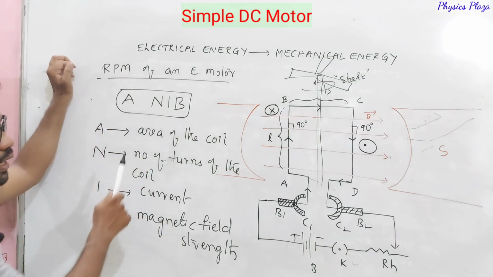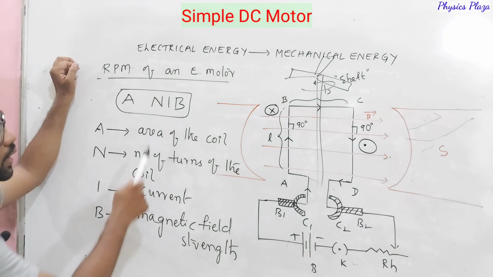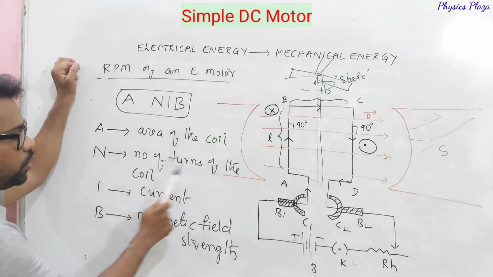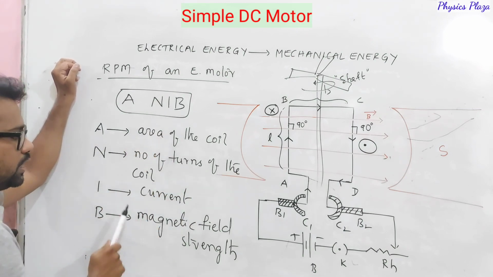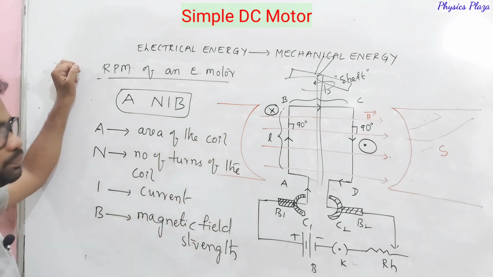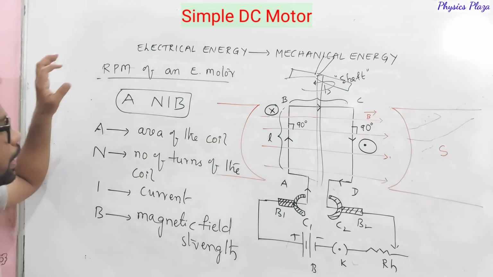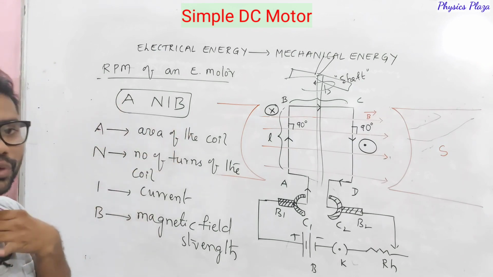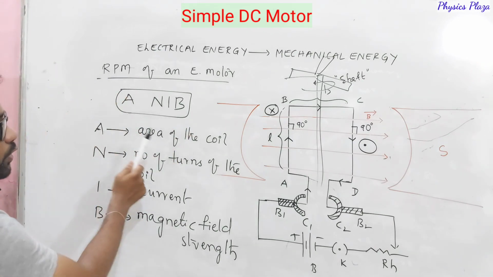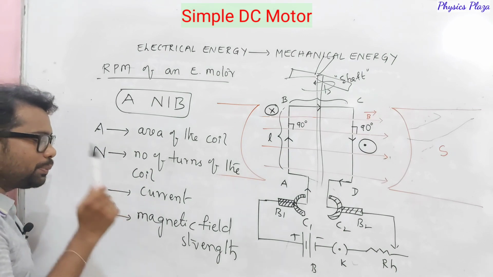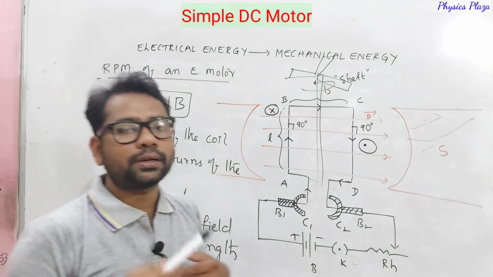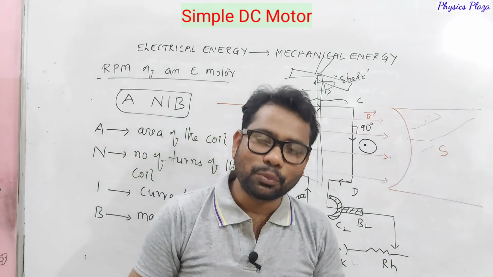A represents what? Area of the coil. N represents what? Number of turns of the coil. I represents what? Current, that is the magnitude of the current. B is what, children? Magnetic field strength. It means that by increasing either the area of the coil, number of turns of the coil, current or magnetic field strength, you can increase the rotations per minute of an electric motor.